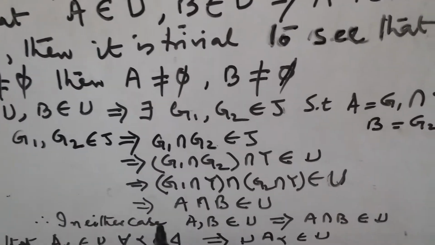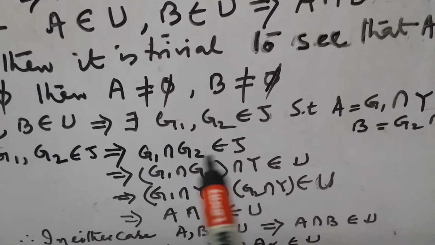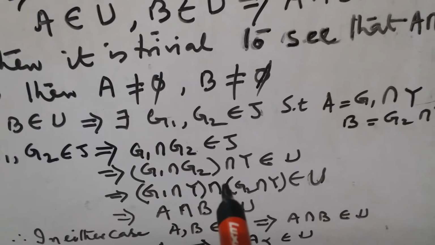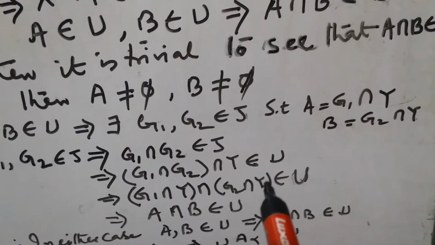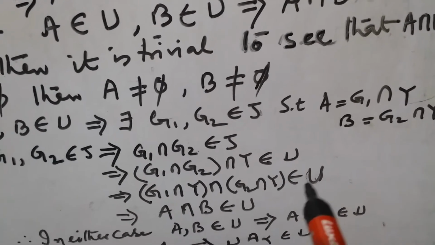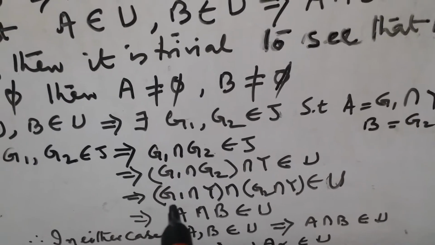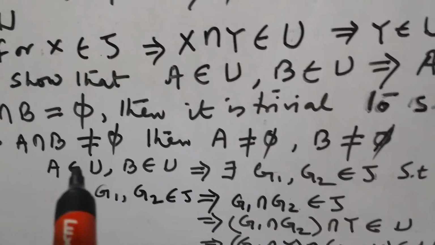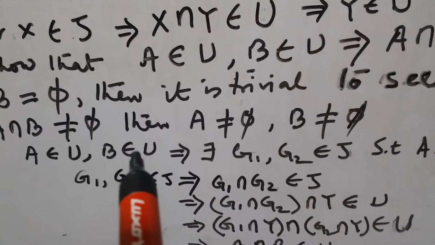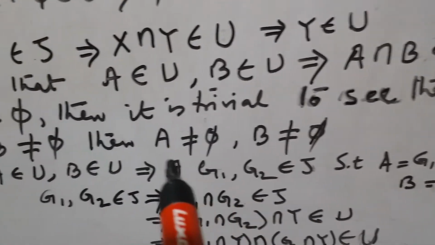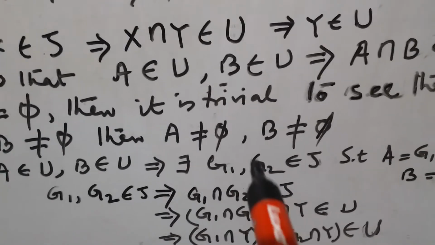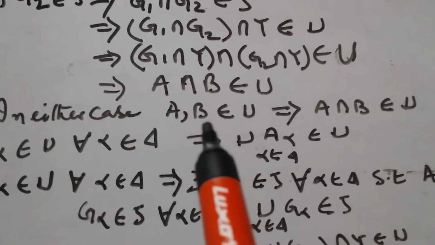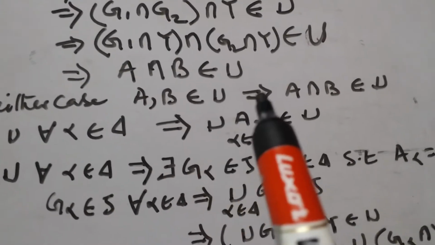Now from set theory you can write G1 intersection Y intersection G2 intersection Y belongs to U. So this is A, this is B. So A intersection B belongs to U. So you have to prove that if A belongs to U and B belongs to U, then A intersection B belongs to U, which I proved here. In either case, A belongs to U, B belongs to U implies A intersection B belongs to U.